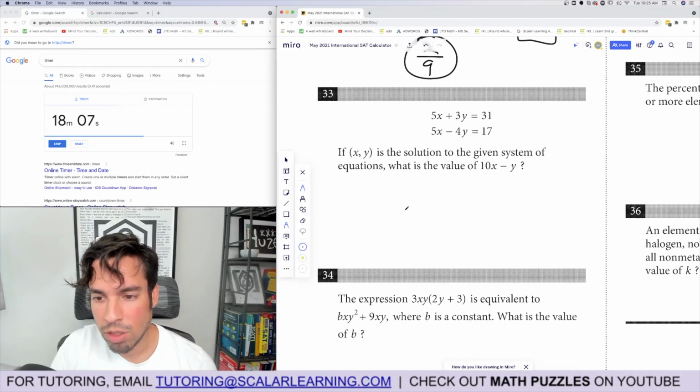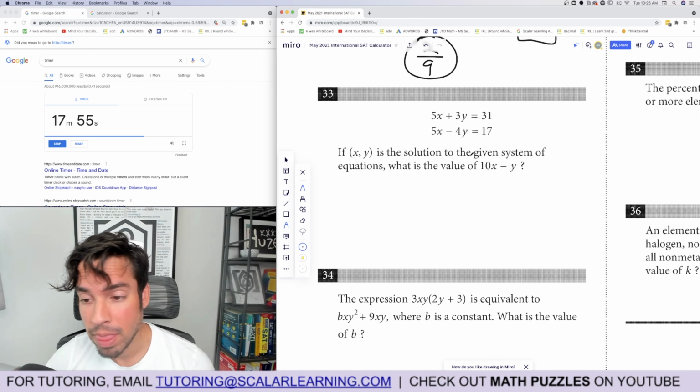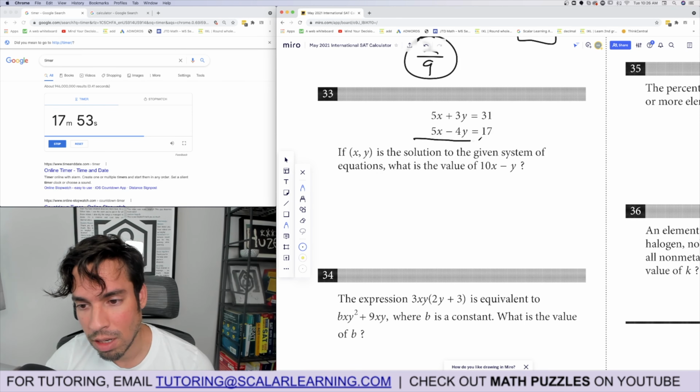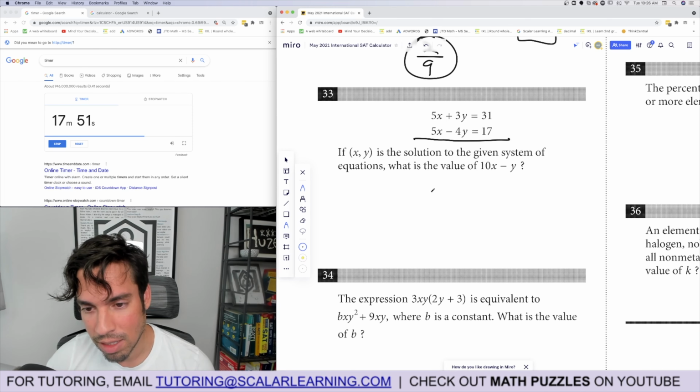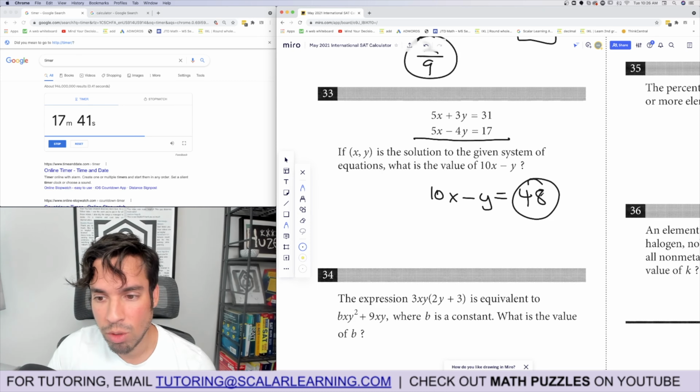For 33, x, y is the solution to the given system of equations. What's the value of 10x minus y? Okay, this is a great example of a question where they're trying to actually help you out. You don't need to solve for x and y individually. You can, but look how amazing this is. If I just add these two equations as is, I get 10x, and negative 4y plus 3y is negative y, equals 31 plus 17 is 48, and we're done. It's that fast if you catch that little trick.